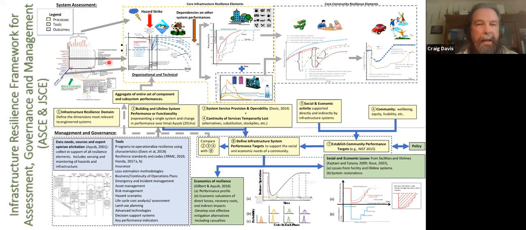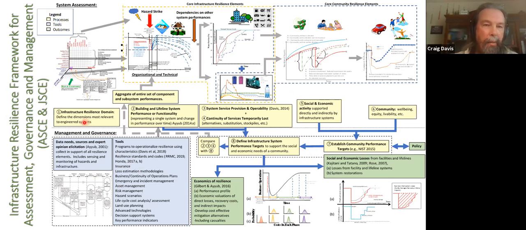So the gray lines cover the flow for the processes, which are described in these tan-ish colored boxes. And there are 8 elements that I will describe to you. Then there are tools, which are in blue, and outcomes, which are in green. The blue arrows describe the flow for the management and governance parts of the process.